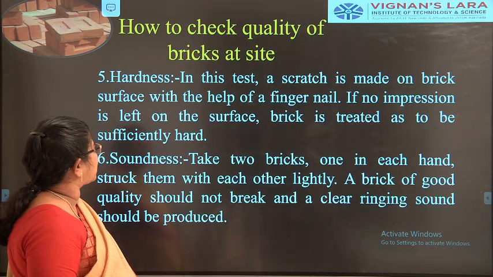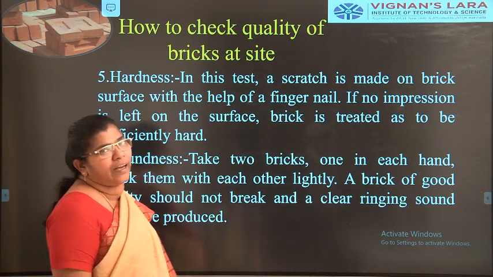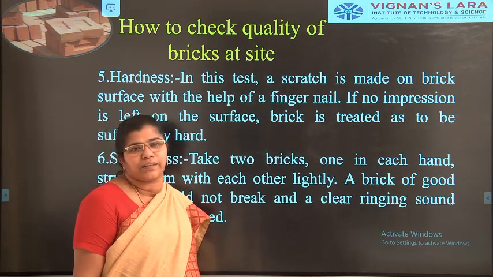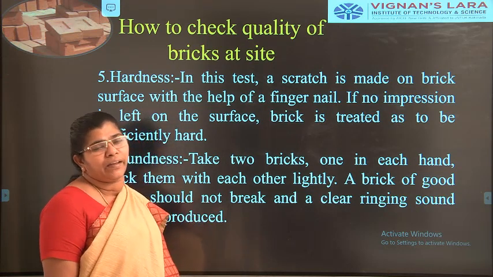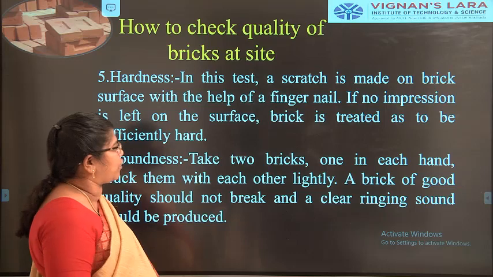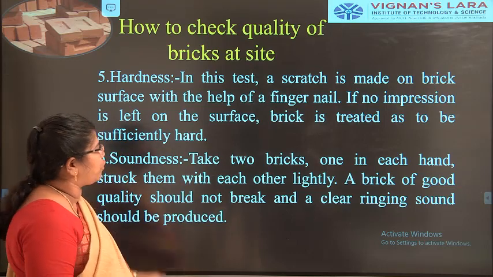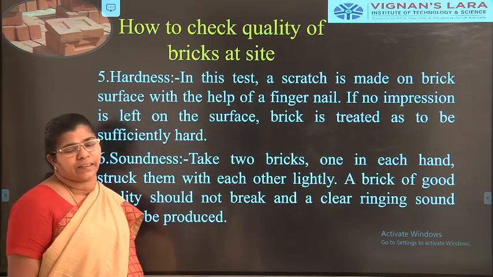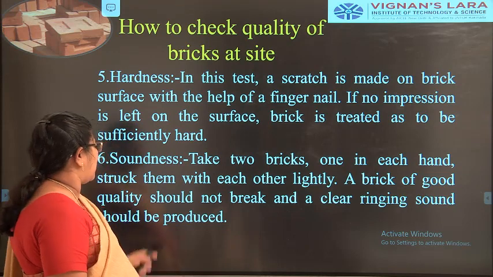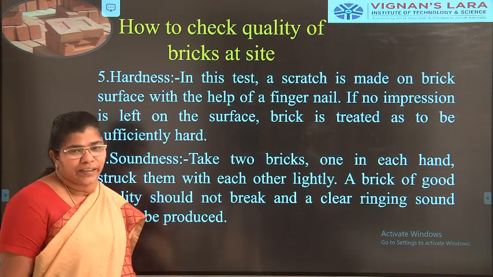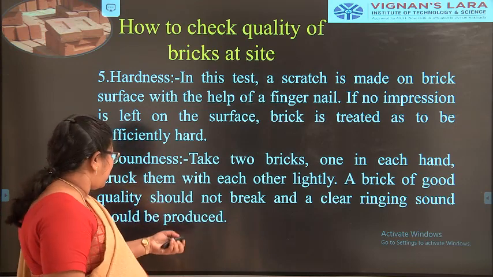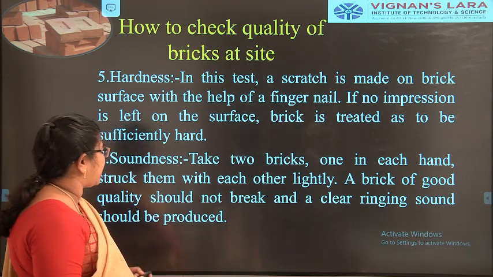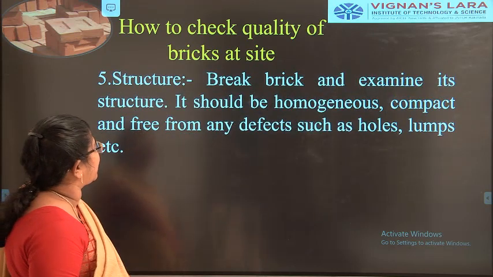What is the next test? It is the hardness test. I am telling you again and again, hardness is different from strength. We have to find out how far we can put a scratch on the top of the brick. With the fingernail, if no impression is there, the brick is treated as a very good hard brick. Then the soundness. Take 2 bricks and strike them against one another. If it gives a very good clear ringing sound, then the brick is a very good brick.